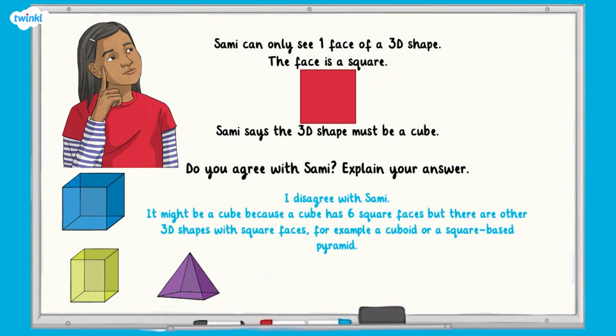How did you get on? Because Sammy says it must be a cube, we disagree with her. The 3D shape could be a cube, but it could also be any other 3D shape that has a square face. For example, it could be a cuboid or a square-based pyramid.